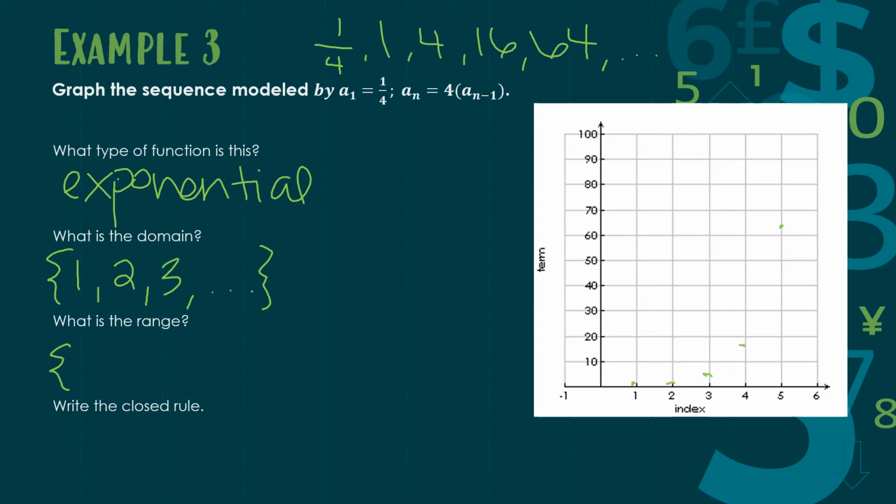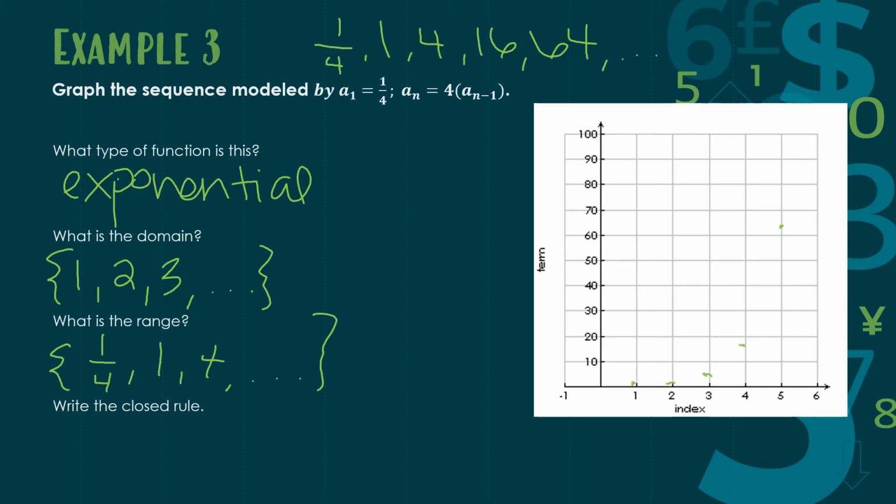The range are the actual terms. That's the 1/4, 1, 4, 16, 64, and so on. And they need to be in ascending order, which thankfully they already are. So we are just going to write out the first 3 terms and then use the ellipses. Make sure you always use the ellipses and then use the brace. Make sure you always give at least 3 terms because that shows the pattern.